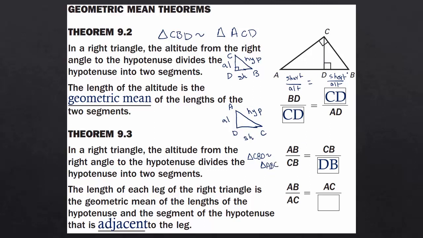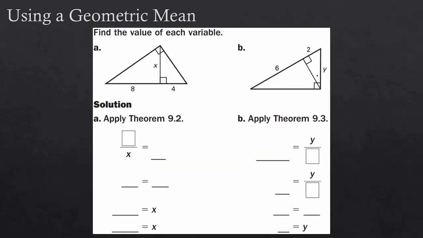AB is the hypotenuse of the big triangle over CB, which is the short leg of the big triangle, is equal to CB, which is the hypotenuse of the little triangle, over DB, which is the short leg of the little triangle. And this part over here, AB over AC, is equal to AC over AD. This one is comparing triangle ACD to triangle ABC. So looking at the big triangle, we got AB, which is our hypotenuse, over the long leg of the triangle, is equal to AC, which is the hypotenuse of the mid-sized triangle, over AD, which is the long leg of the mid-sized triangle. All right, example 2, using the geometric mean.